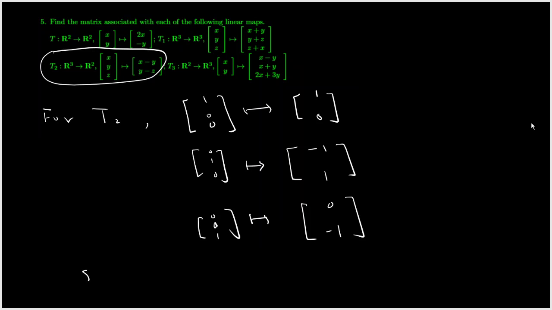Okay, now the matrix associated with T2. Now we are ready to get that. The matrix we are looking for, the matrix associated with T2, has as its first column 1 0, the output of 1 0 0. The second column is negative 1 1. The third column is 0 negative 1. That is the matrix, right?